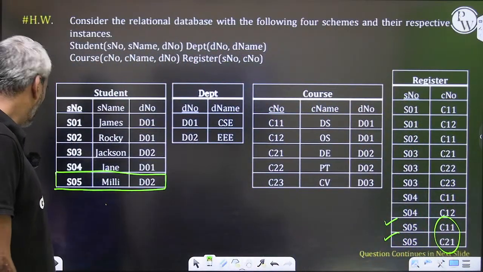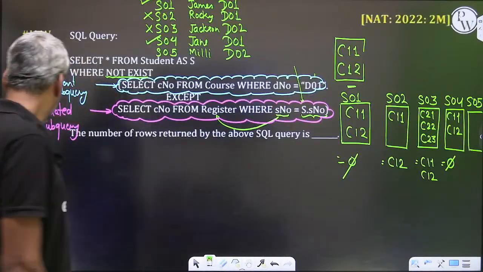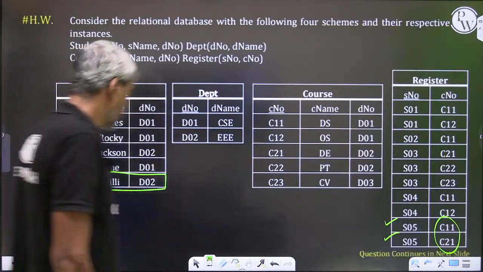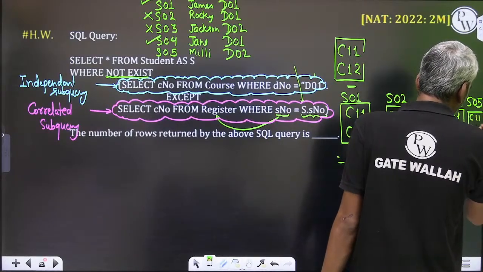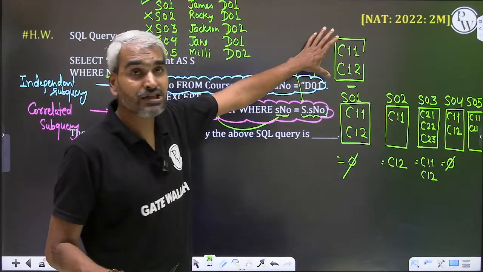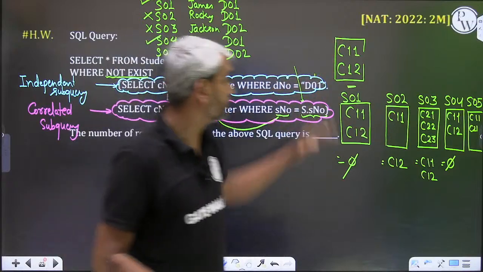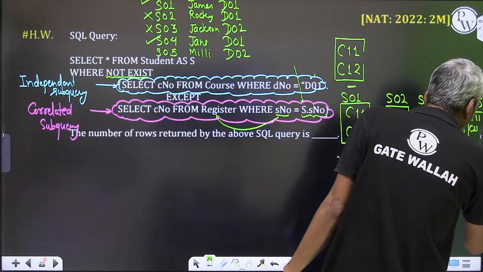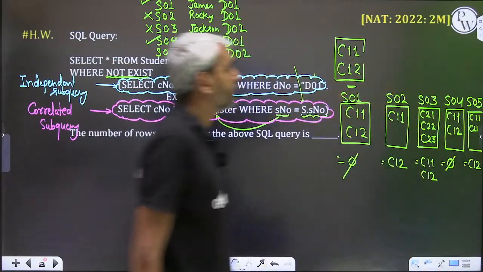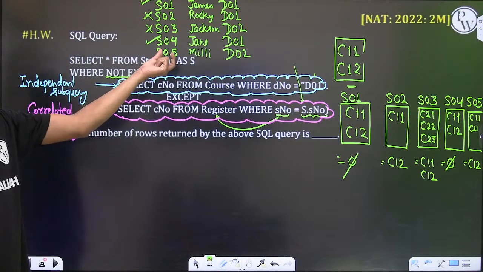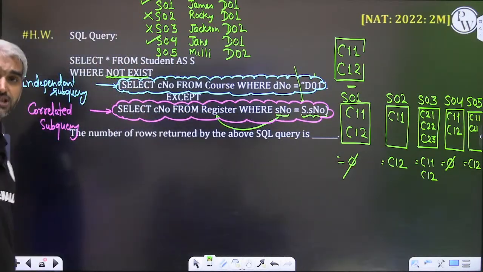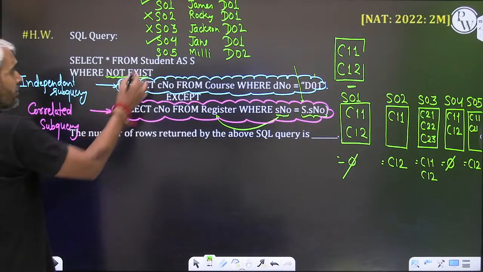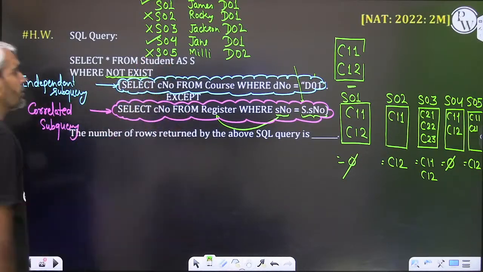with respect to the fifth tuple of the student table will be C11 and C21. Out of C11, C12, C11 will get subtracted, but you will be left with C12. Again, with the fifth tuple of the student table, the inner query result is C12, which is not empty. Therefore, exists will return true, but not exists will return false. Therefore, this tuple will also not get selected.